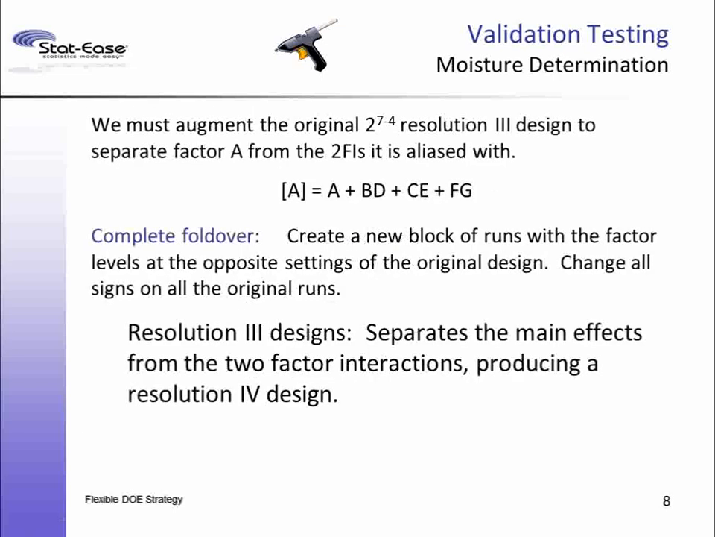So we can augment this original Resolution 3 design to separate factor A from the two-factor interactions it's aliased with. We do that using this complete foldover, which, as I said, gives you a new block of runs. It's going to give you the same number of runs as you originally had. So we started with 8 runs, so we're going to create a new block of an additional 8 runs with the factor levels at the opposite settings of the original design. We're going to change all the signs. And as I mentioned with Resolution 3 designs, this is going to separate the main effects from the two-factor interactions, giving us a Resolution 4 design.